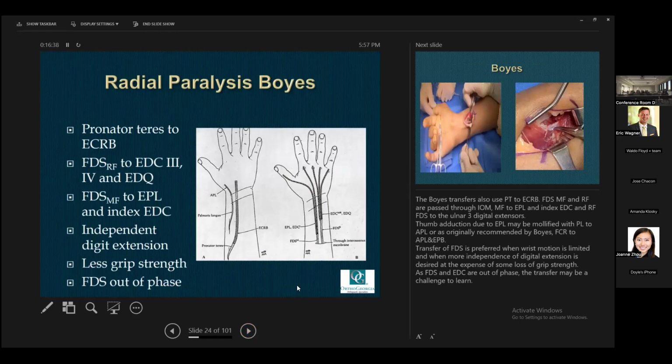Then another Los Angeles hand surgeon was Dr. Boyes, and he was actually one of the people that Dick Smith did his fellowship with, and an entire school of hand surgery. But his transfers were to provide more independent digit extension. So he kept the pronator teres to ECRB, and then the ring FDS would be to the middle, ring and little fingers, and then he would transfer the middle finger FDS to the EPL and index EDC to get some independent extension.